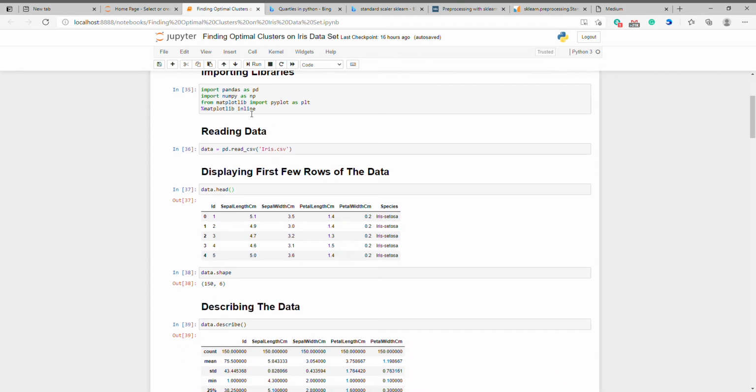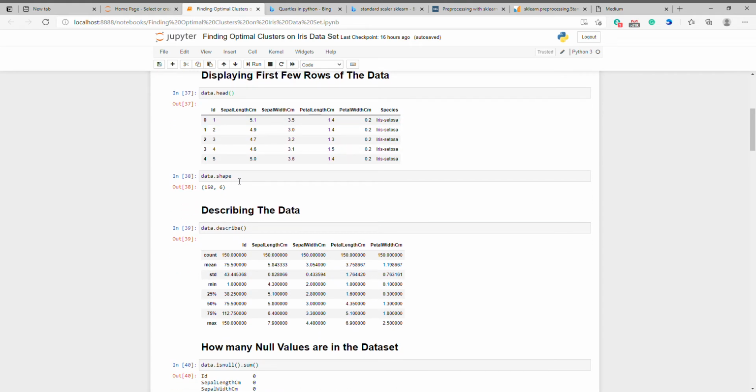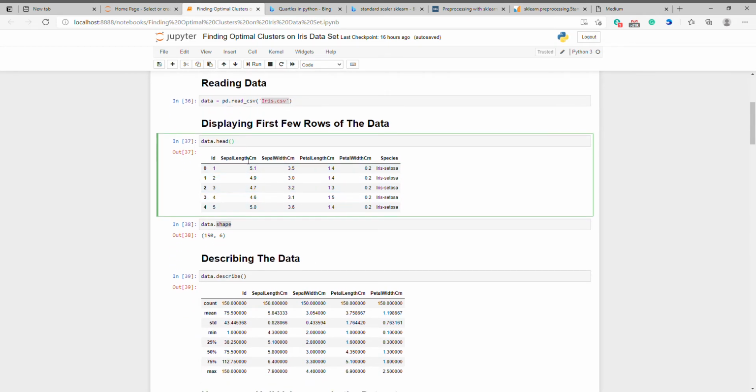So for this reason I have imported all the libraries which I needed to do the calculation. Then I have read the data from this dataset, and I have displayed the first few rows of the data, because when we invoke the shape function, we find that the size of the data is 150 rows and there are 6 columns. So it is impossible for me to display all the rows of the data. Therefore I have printed the first 5 rows of the data.